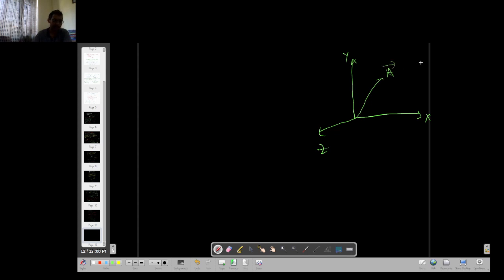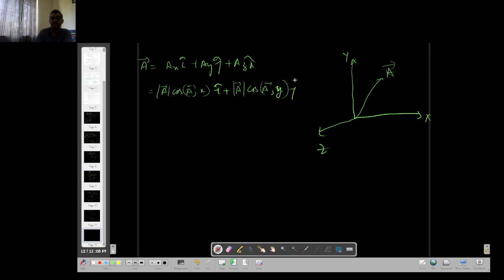So keeping all things which I have discussed for the 2D, let me generalize it to the 3D. For 3D, I can write down in a similar fashion a_x i cap, a_y j cap, a_z k cap, and it can be written as mod of a cosine of the angle between vector a and the x-axis, i cap, plus mod of a cosine of the angle between vector a and the y-axis, j cap, and mod of a cosine of the angle between vector a and the z-axis, k cap, right? So this is a new way to look at this.